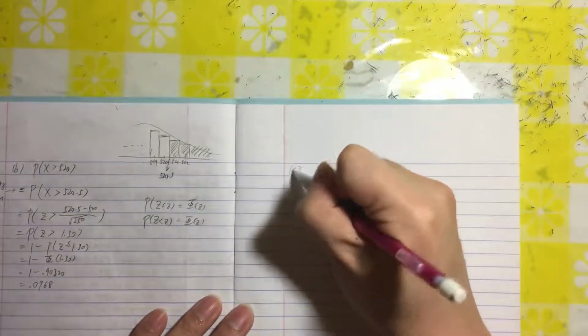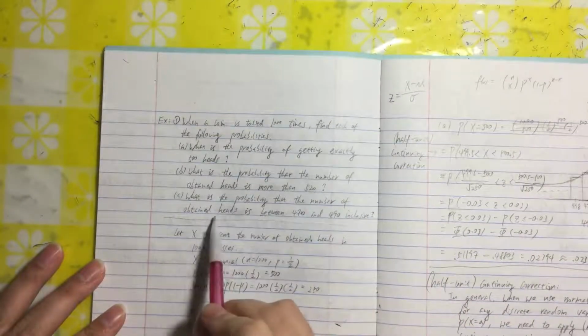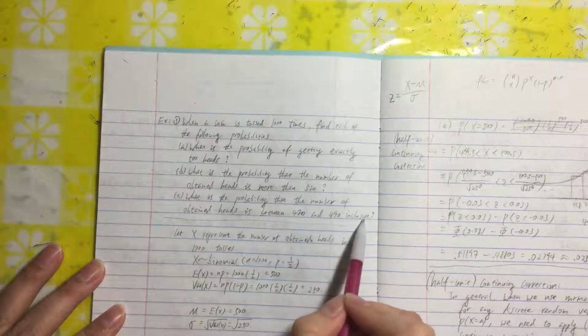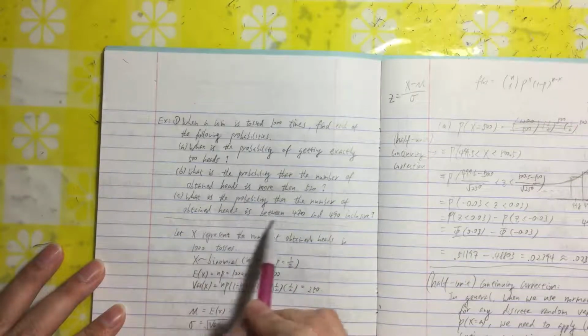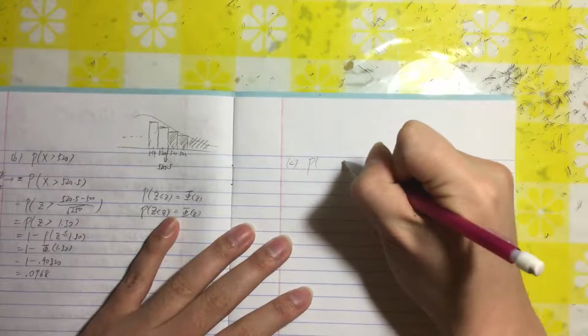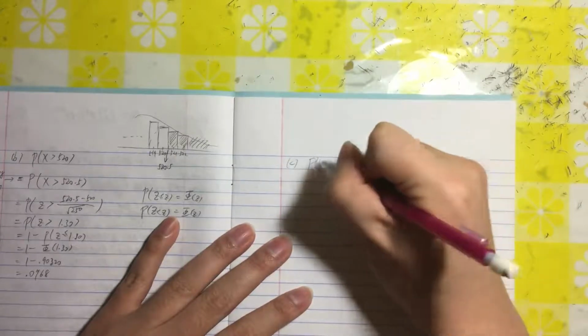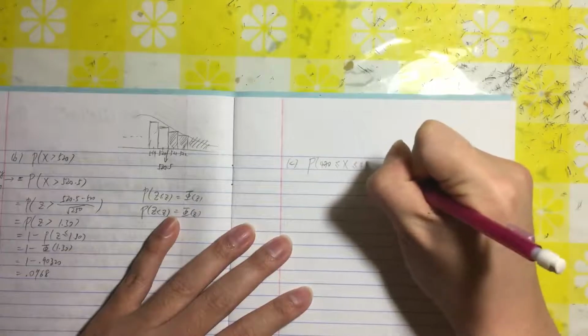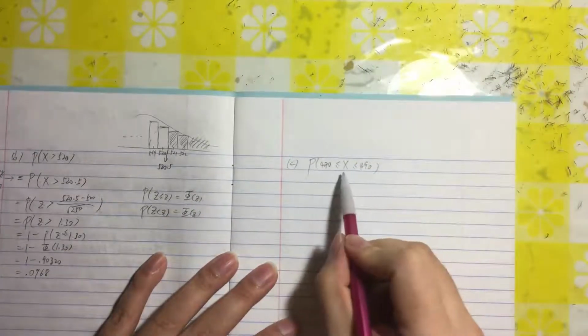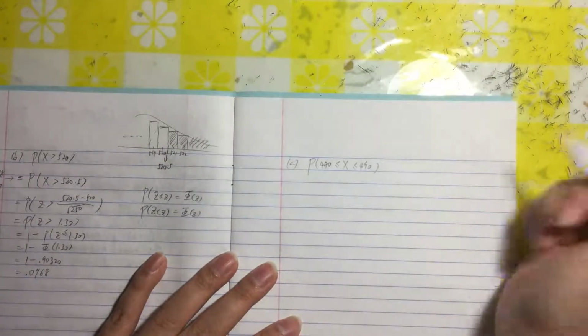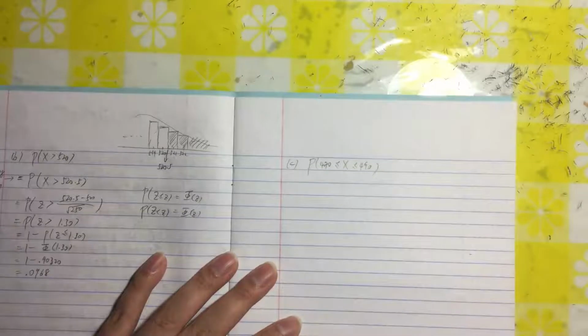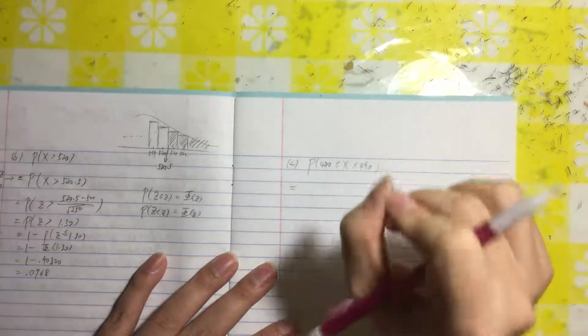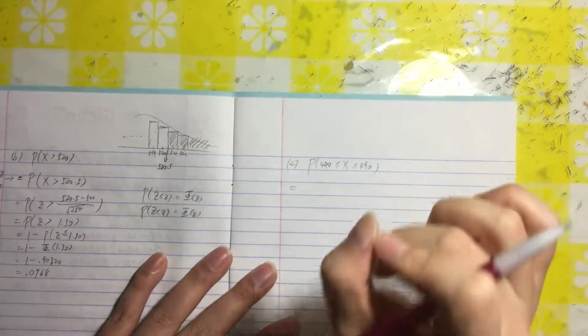Part C. What's the probability that the number of obtained heads is between 470 and 490 inclusive? For part C, we're looking for the probability that S is between 470 and 490 inclusive. That means we include the endpoints. Next, since X is a binomial distribution, which is a discrete random variable, we need to apply continuity correction.